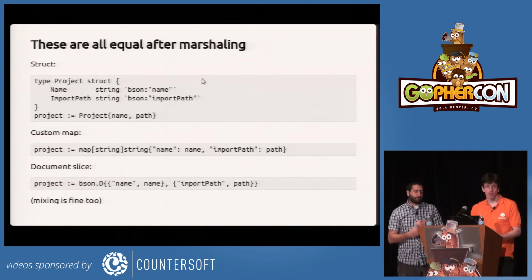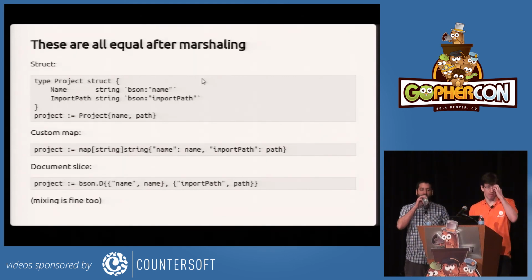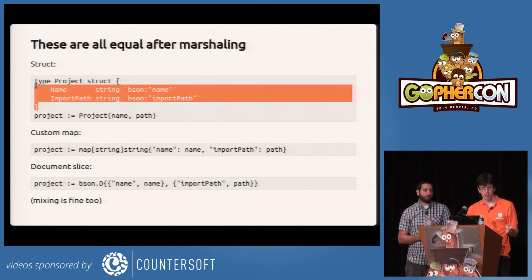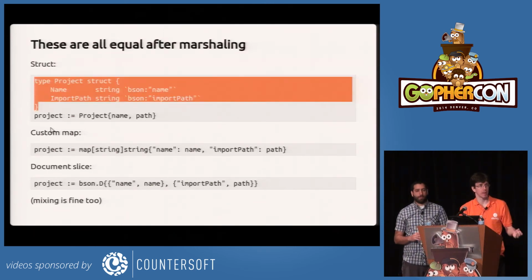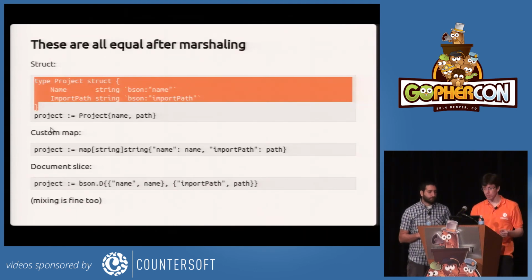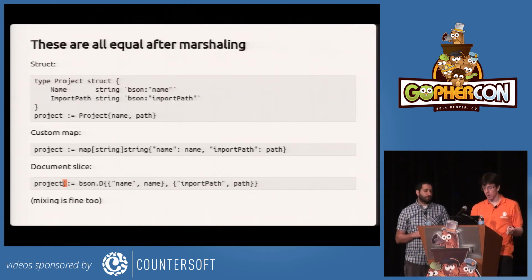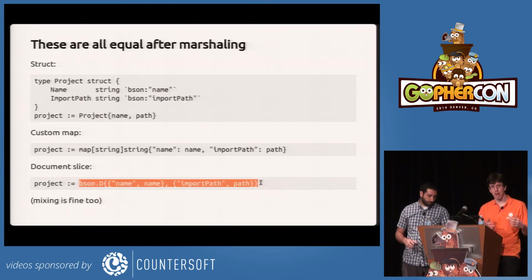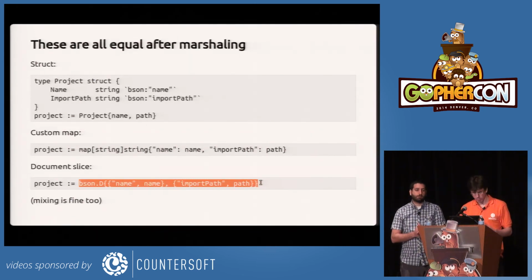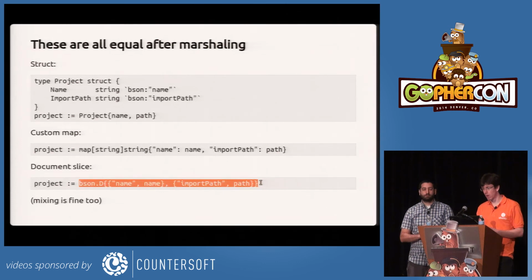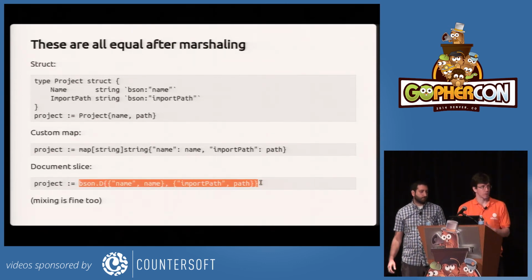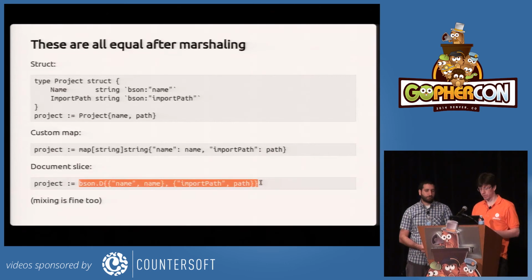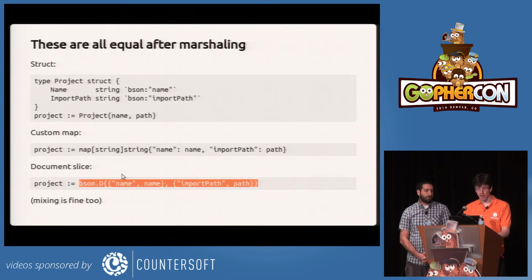Something interesting to notice here is that those types are all equal for the driver after being marshaled. So the same way we've been using a structure, we could use a map, right? Because in some cases it's convenient to be able to have a map. Or a document slice. Why do we have a document slice? Because in some cases it may be slightly more lightweight. A map is a hash map, and there's some overhead that has to happen for it to be managed. So there's a simpler way to do that as well if you want to just declare a document quickly. And mixing them is fine.